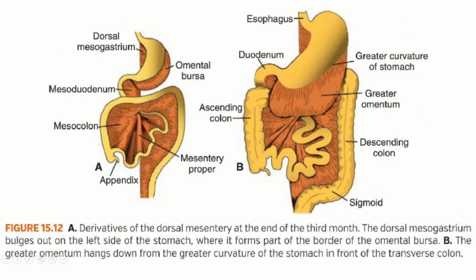You can see here, so this is the omental bursa behind the stomach, and this is the greater omentum. You can see here, this is the completely grown up greater omentum covering the transverse colon.